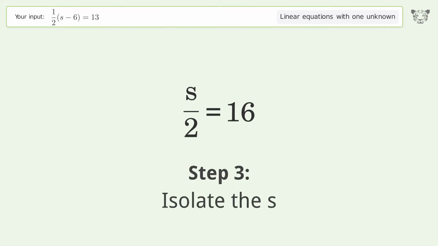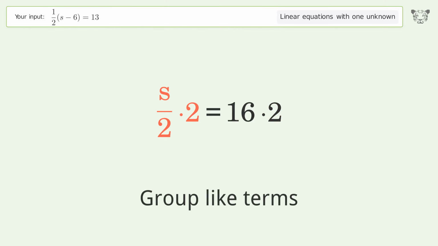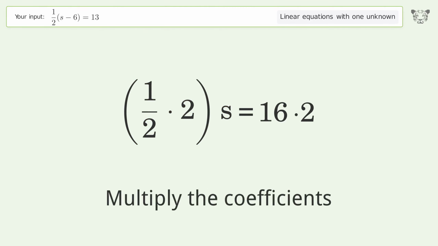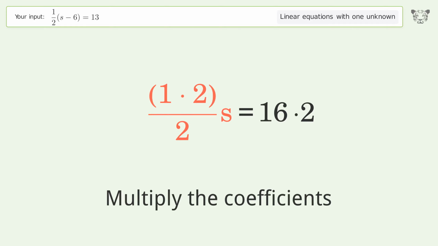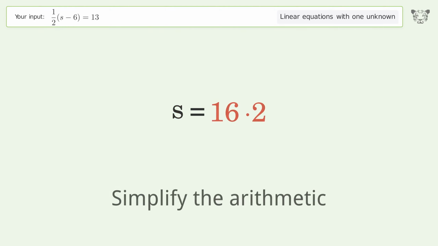Isolate the s. Multiply both sides by 2. Group like terms. Multiply the coefficients. Simplify the fraction. Simplify the arithmetic.